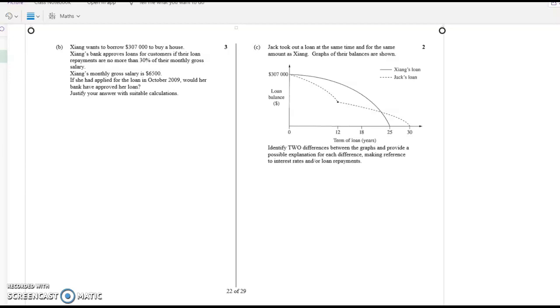Okay, so we've got to compare how much she's got to pay per month, and we'll see how that compares to 30%, the limit of how much Zhang can pay. All right, so let's look at how much it would cost to repay this loan if she applied in October 2009. So if I use that table, October 2009, let's have a look at that.